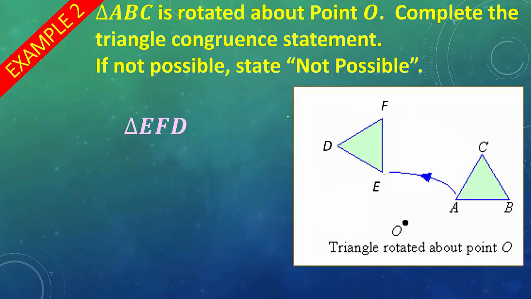Okay, second example, triangle ABC is rotated about point O. Complete the triangle congruent statement. If not possible, state not possible. Well, I just gave you the answer here, so let's go ahead and fill that in and take a look at this. So that means that triangle ABC has been rotated about point O.